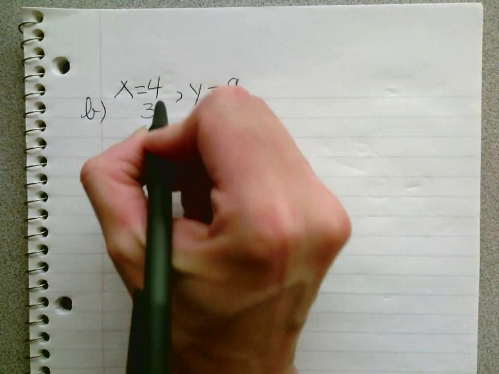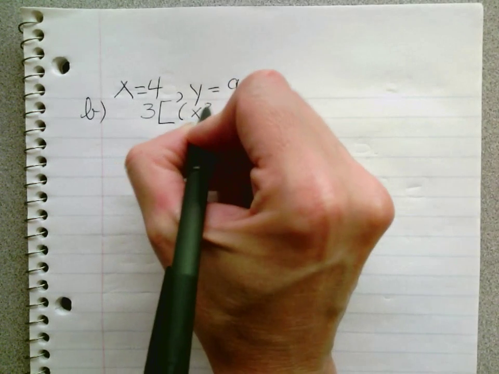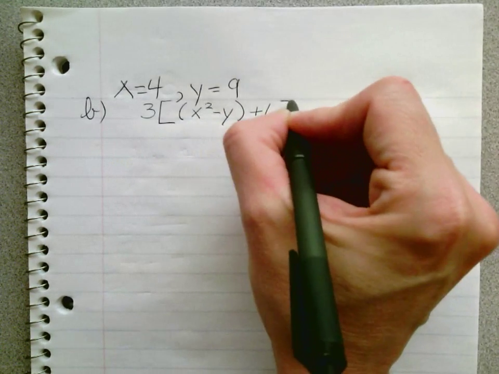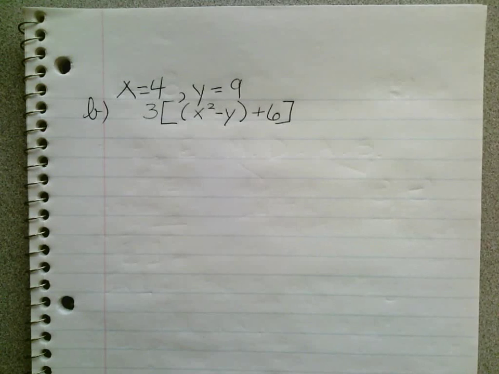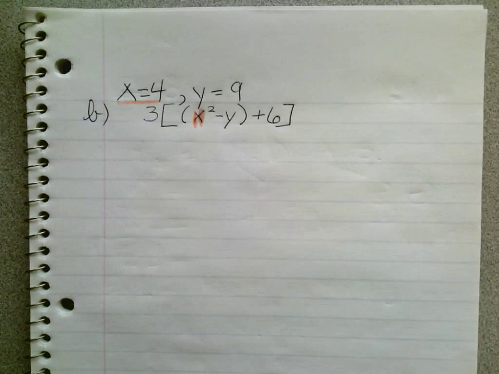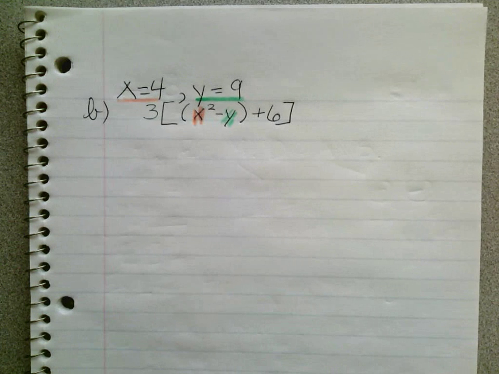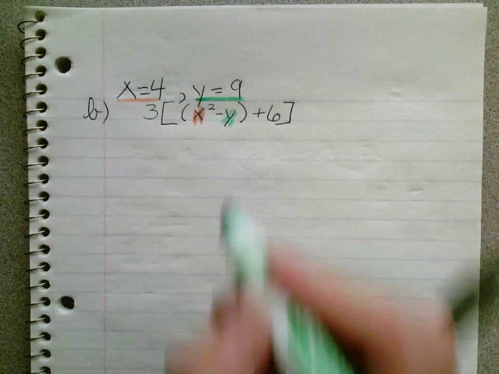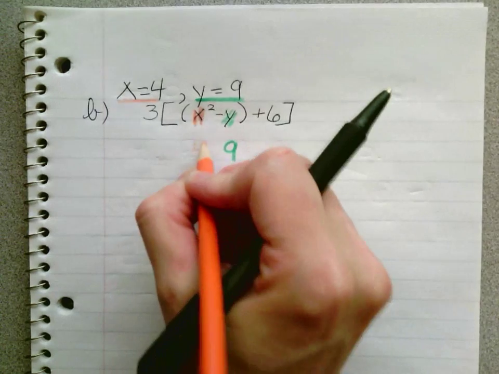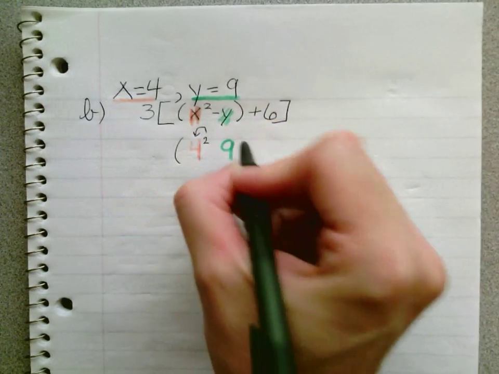3 brackets, parentheses. X squared minus y added to 6. Close brackets. If x is 4, it goes here. And if y is 9, it goes there. Okay? So x is 4, y is 9. Right? 4 gets squared. Nothing else does because the exponent only governs the number in front of it.